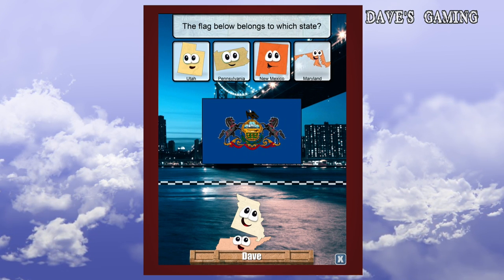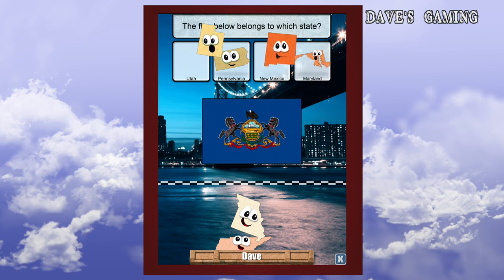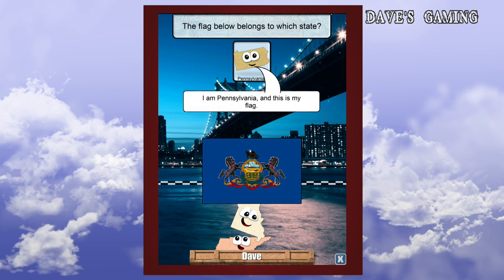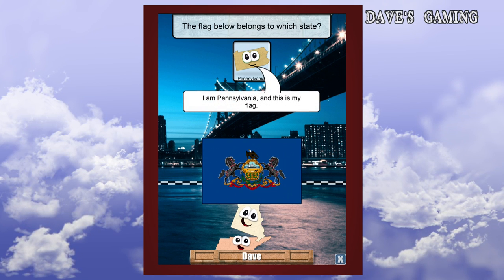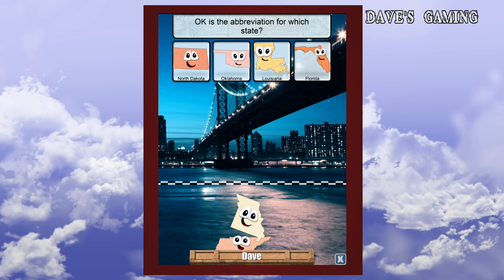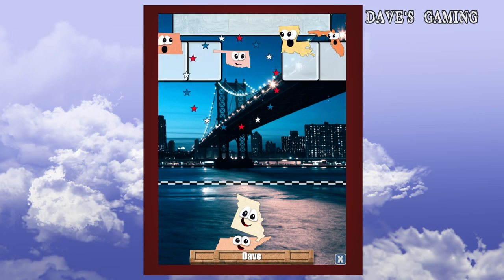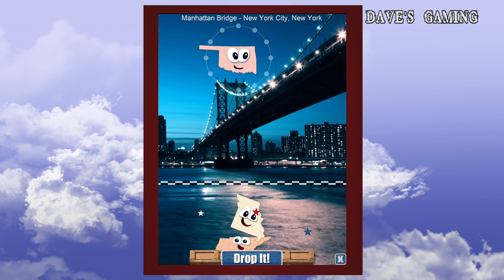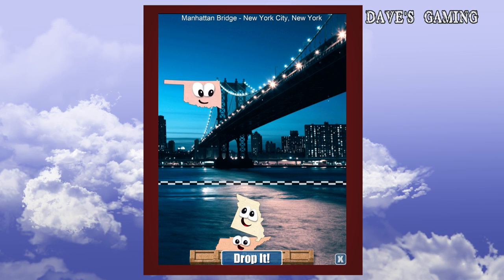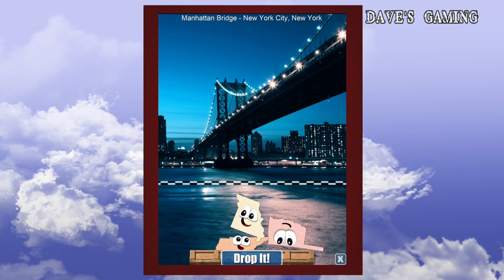The flag below belongs to which state? Oh my goodness. Pennsylvania. So, I'm bad. Right now I'm bad. Oh, OK is the abbreviation for which state? Oklahoma. Yes. It looks like a pot. Okay, gotta remember it. It looks like a pot, right? With the handle.